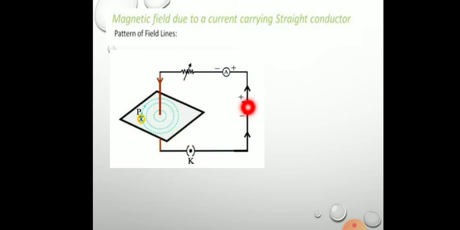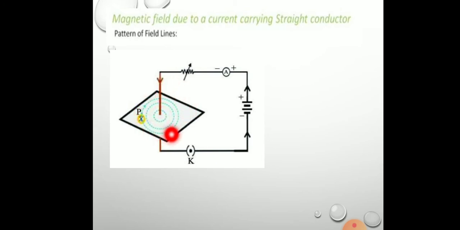When the current is passed through this wire, what happened? The iron filings arranged themselves in the concentric circle pattern. So this was the pattern of magnetic field lines. Okay, so now what is the observation? It is observed that the iron filings get arranged along concentric circles around the wire.